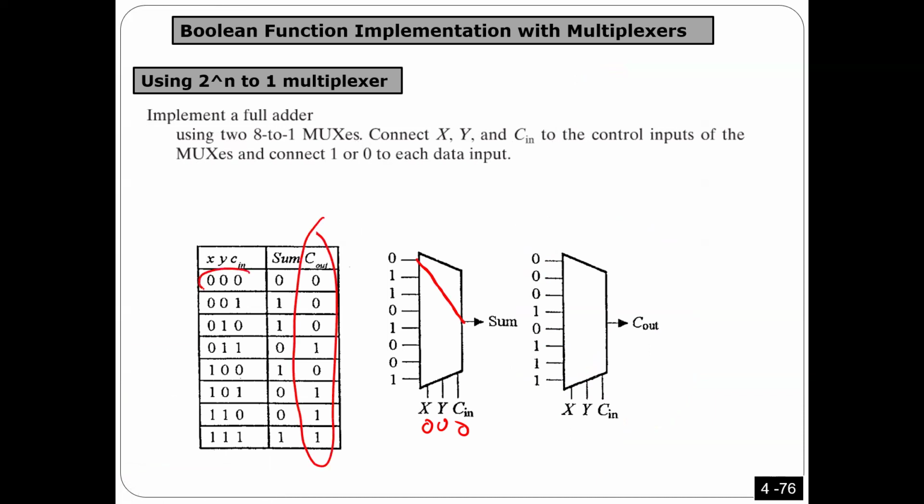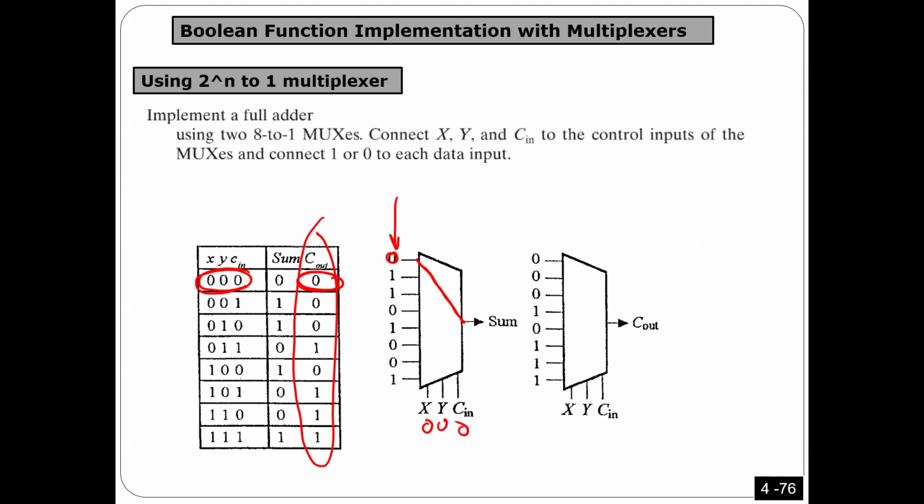Okay. So when the input is 0, 0, 0, the output has to be 0. So I'm gonna put here 0 so that I get 0. Anyway, here I'm gonna put in the value of the function. This is a very naive way. So that when the input is 0, 0, 0, the output I will get is gonna come from here. So I can just put here the value of the function. When the input is 0, 0, 0, I will get 0, so I'm gonna put here 0.